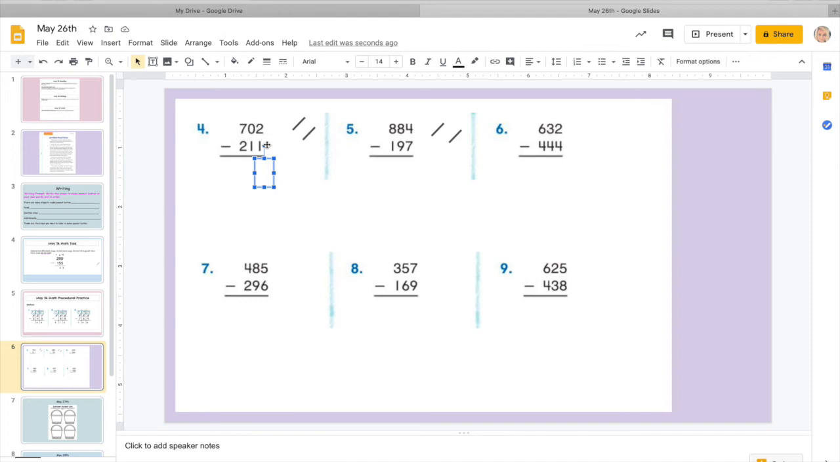If you have 2 and you take away 1, 2 is greater than 1, so we can make that happen. 2 minus 1 is 1. And that means we can go ahead and move on to step 2, where we're going to subtract the tens column.